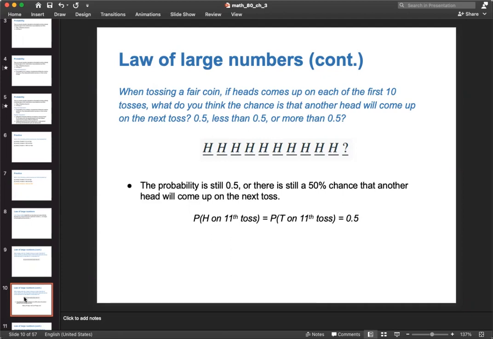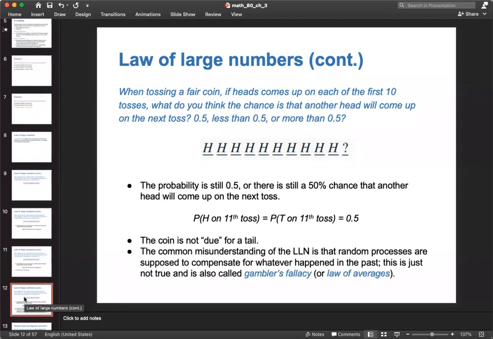10 heads in a row, right? And one thing to state here, the coin is not due for a tails. You're not going to get one just because you flipped 10 in a row. It does not state that you're due for a tail on the 11th toss. Something to think about.